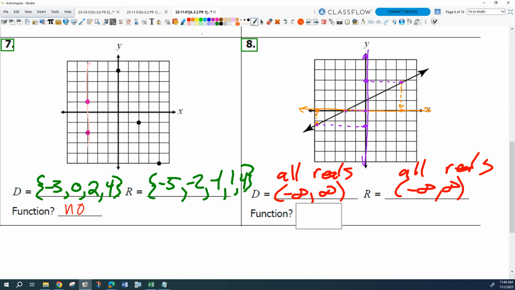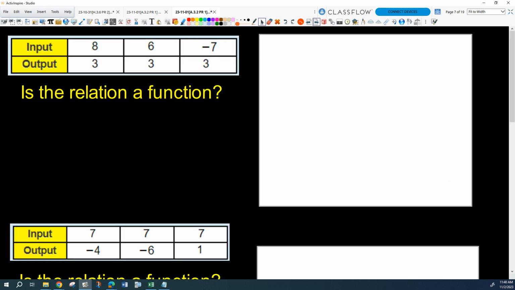So is this a function? Yeah, it is. It passes the vertical line test. Okay, real quick, just one more last example of this. Function or no? Thumbs up or down? Yes, it is. Each input only has one output, so yes, it is.